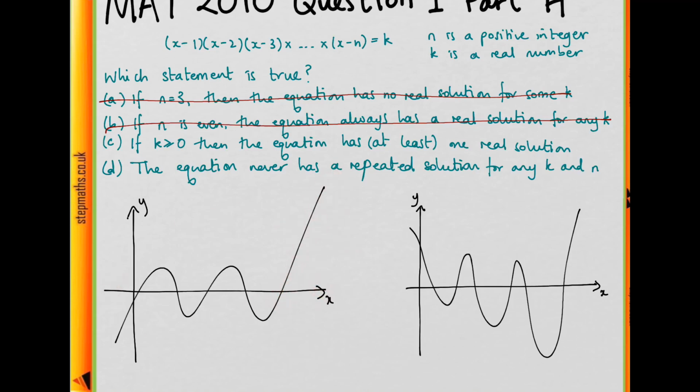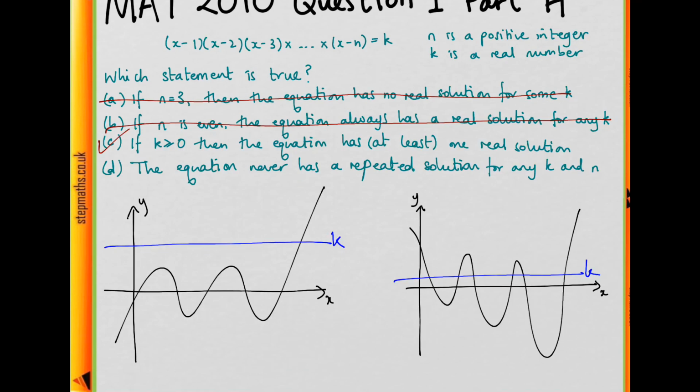So this graph will take every value of y between 0 and infinity. And similarly for this graph, it also has roots, and so it takes the value 0, and it also goes off to infinity when x goes to infinity. So this graph also takes every value between 0 and infinity. So wherever I might choose to draw my k on these, I'm always going to get some solutions. And so it seems that C is true.